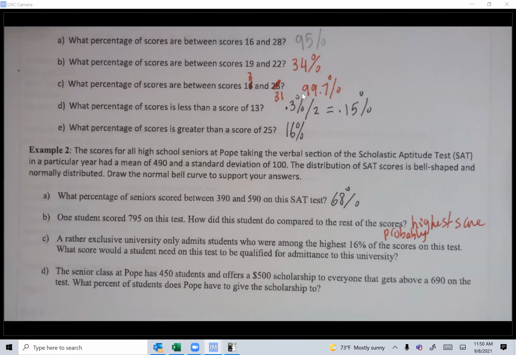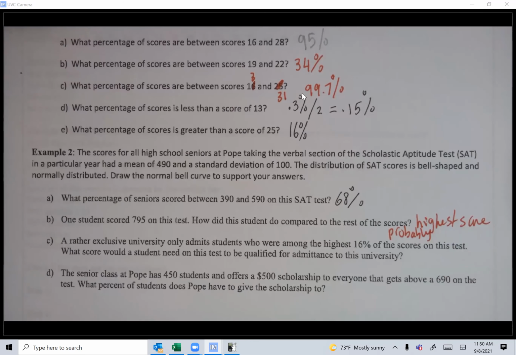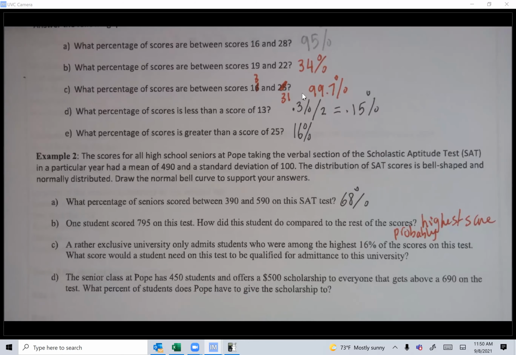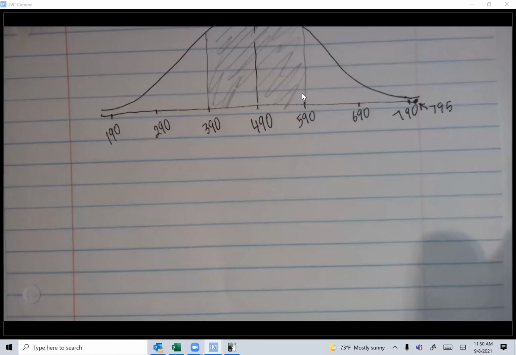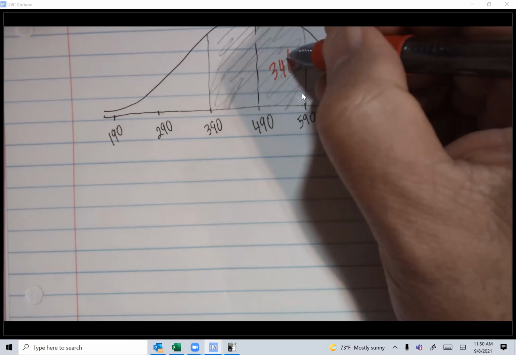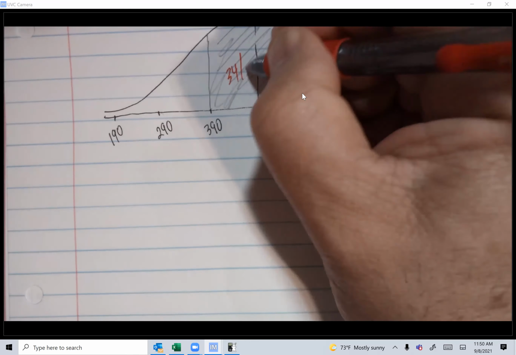Okay. C. A rather exclusive university only admits students who were among the highest 16% of the scores on the test. So if they say they only accept the top 16%, what score should you get, guys, in order to be admitted to this school? So let's see where the 16% is going to be. Do you guys agree with me that this is a 34%? This is a 34%.